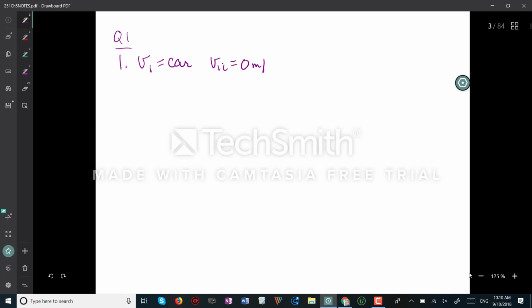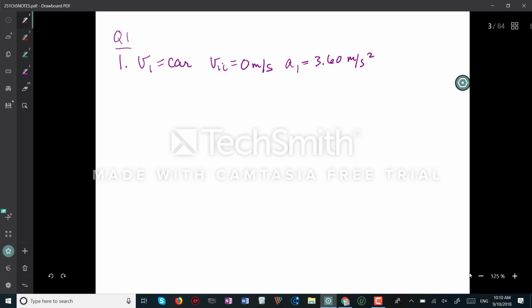Is that how you've been parsing it? Okay. Starts ahead with a constant acceleration, so that's A1, of 3.60 meters per second squared.